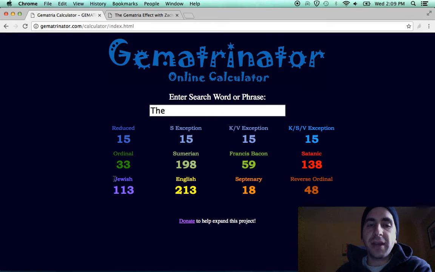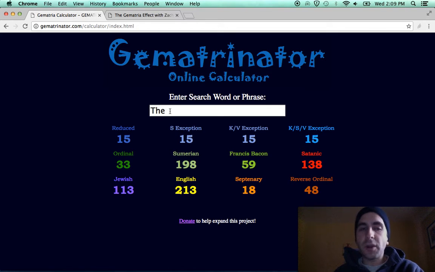Jewish gematria is a little bit different. T is worth 100, H is still 8, E is still 5. That's how it becomes 113, 100 plus 8 plus 5. Go to gematrix.org and type in individual letters. It will show you what the value is for each letter if you want to make your own chart.